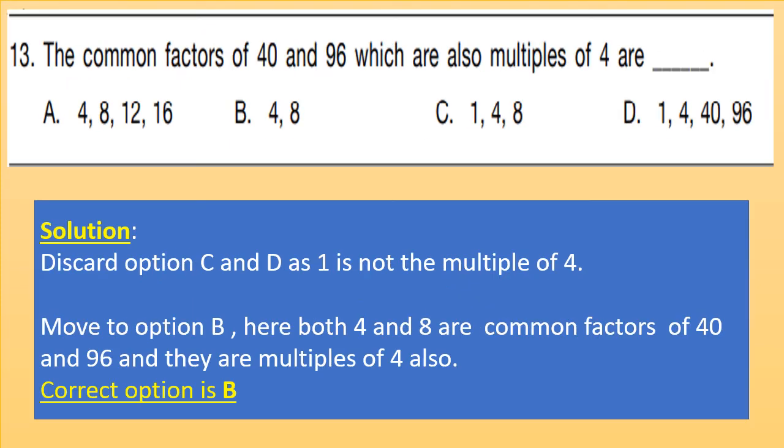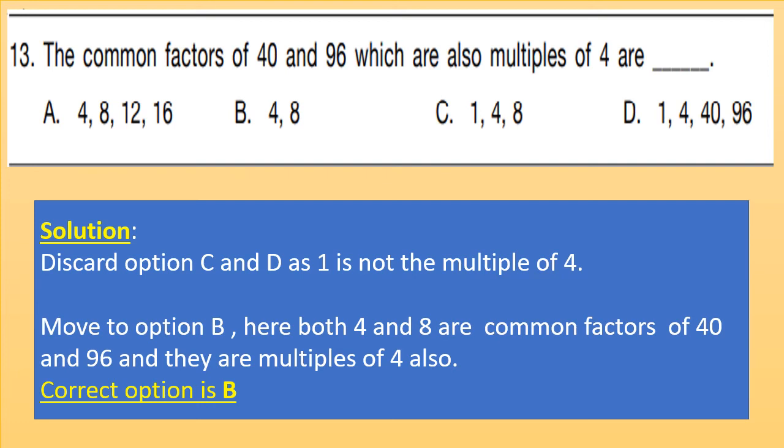Question 13. The common factors of 40 and 96 which are also multiples of 4 are. Now see the options carefully. Options C and D have 1. Now 1 is not a multiple of 4. So we can discard these two options here.